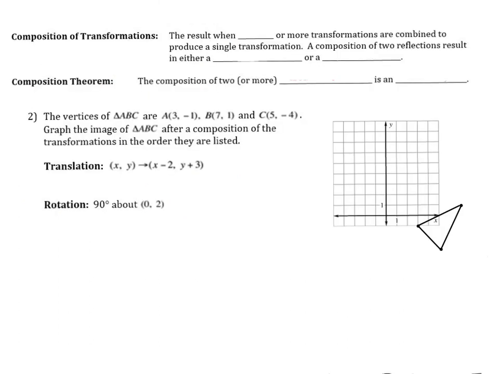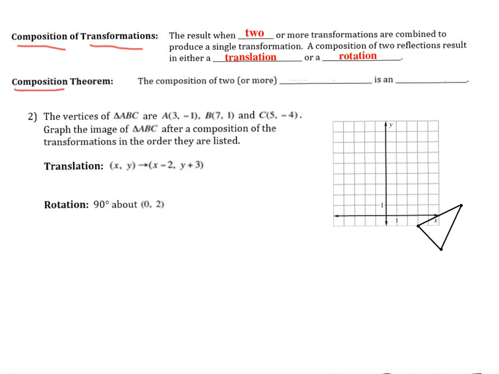Now we have our next definition from this section, composition of transformations. So this is what happens when we have two or more transformations that are combined to produce a single transformation. So a composition of two reflections results in either a translation or a rotation.